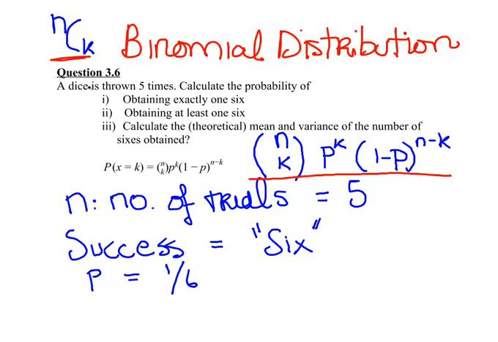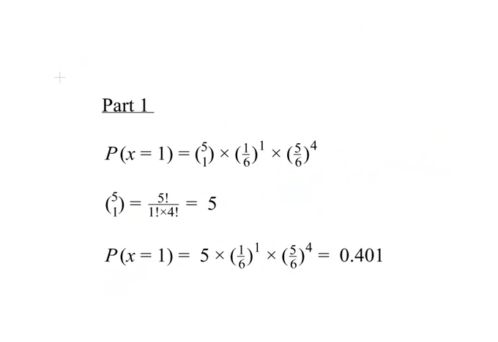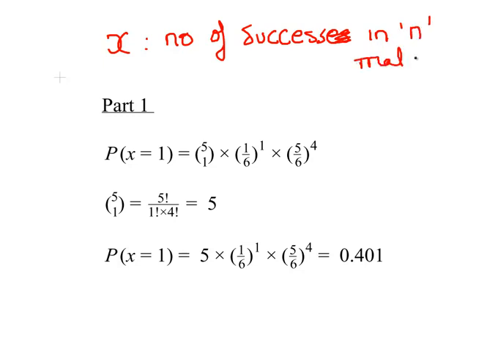So let's try using the binomial distribution here. We're interested in the probability of exactly one 6. So x is the number of successes, the number of successes in n trials. In this case we're interested in 5 trials, so n equals 5. So this says the probability that the number of successes in 5 trials is equal to 1 is what we're looking for. Okay, that's exactly what we're looking for.